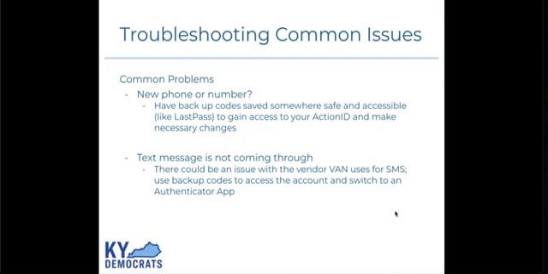And then if a text message isn't coming through, it's going to be an issue with the vendor that VAN is using, most likely. You can use backup codes to access the account and switch to an Authenticator app if that happens. Again, an Authenticator app is probably the best option to use. That way you're not at the mercy of a texting vendor that might be having issues.